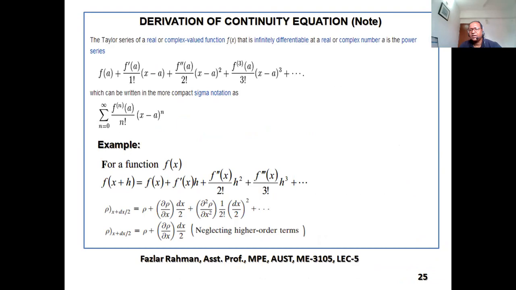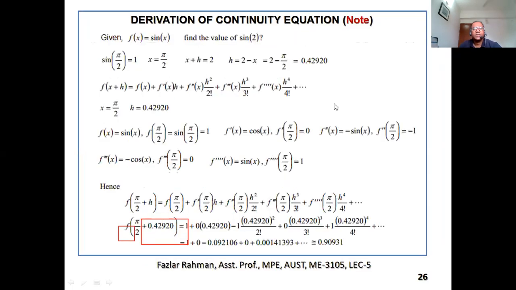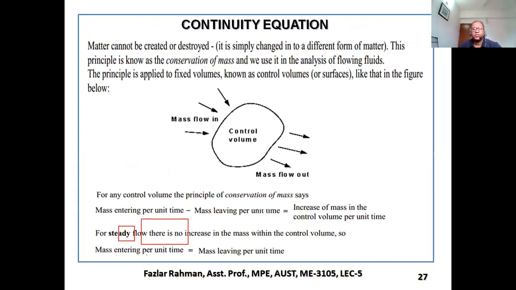This is just a continuation of the Taylor series that we will use throughout fluid mechanics. If you have a rho at a certain point, how can you figure out the density at a distance dx by 2 from that point? In that case, this will be the density. Similarly, if you would like to figure out the velocity, by using the Taylor series we can figure it out. Okay.